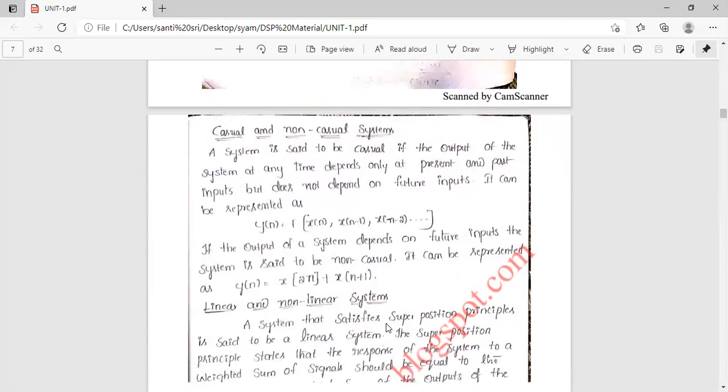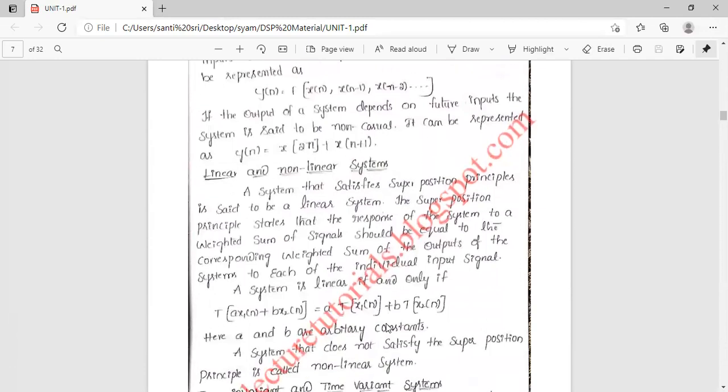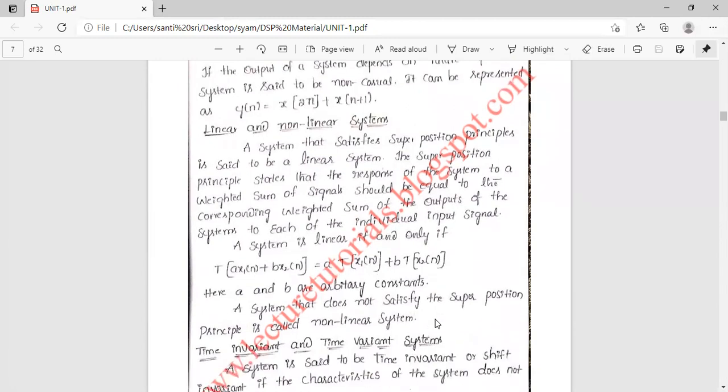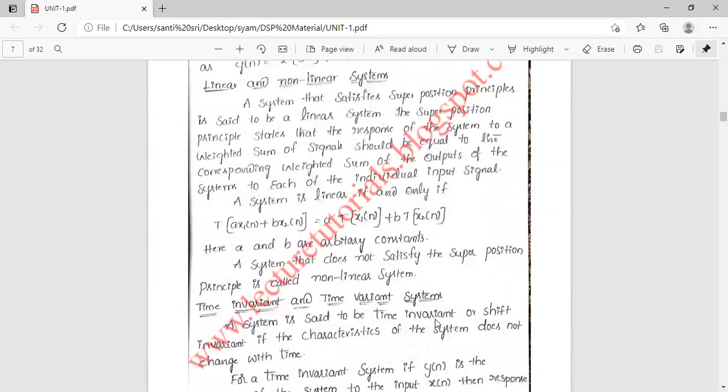Then linear and non-linear system. Linear system means it obeys the superposition theorem and homogeneity principle. Then the system is said to be a linear system. For example, transformation of a into x1 of n plus b into x2 of n will become a into transformation of x1 of n plus b into transformation of x2 of n, where a and b are called arbitrary constants. So this is a linear system. If it doesn't satisfy this condition, then we can say that it is a non-linear system.